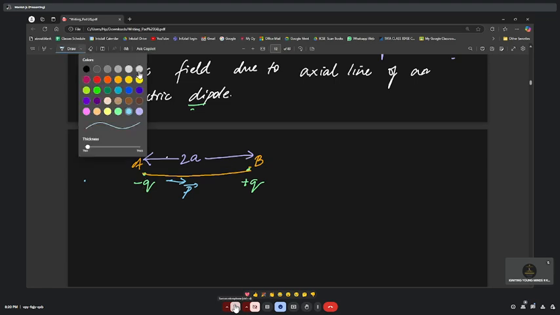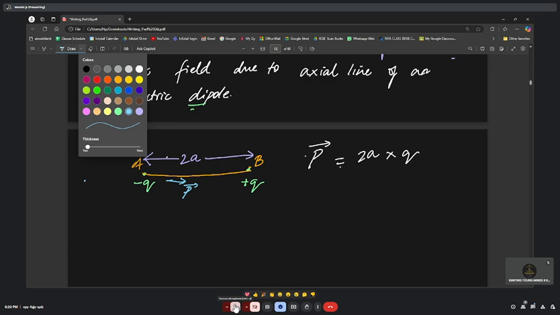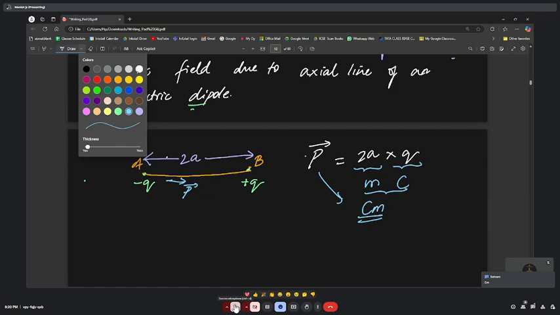There is a simple relation between dipole moment, charge, and the distance between them. Dipole moment P bar is given by the relation P bar equals 2a into Q. That's the relation for dipole moment. And what is the unit for this? We can write it as the length 2a times the charge. So the unit of dipole moment would be coulomb times meter. Combining both, you get coulomb meter, and that's the unit of the electric dipole moment.